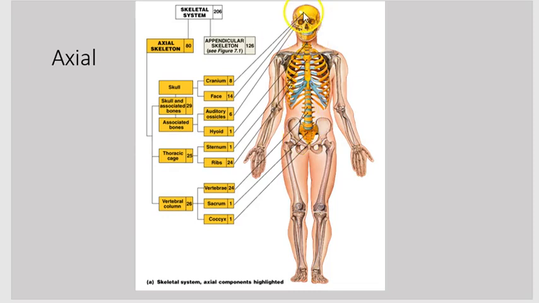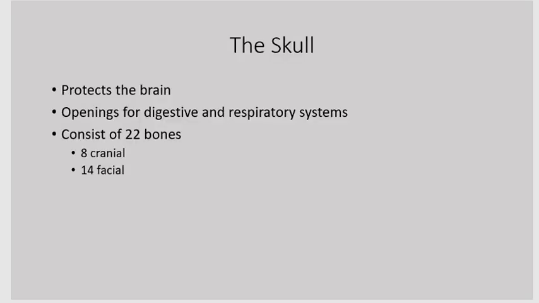And we're going to start at the top with the skull. So the skull's major job is to protect that soft squishy brain, but it also has the openings for your pie hole and your air hole. So it's the openings for the digestive system and your respiratory system.